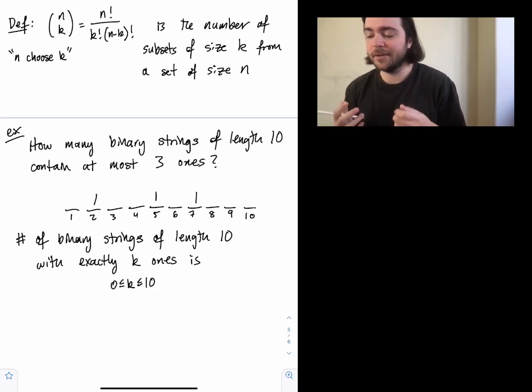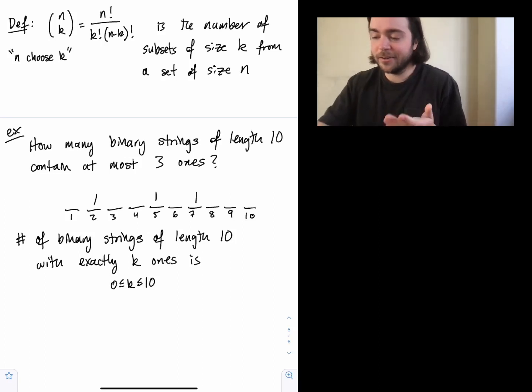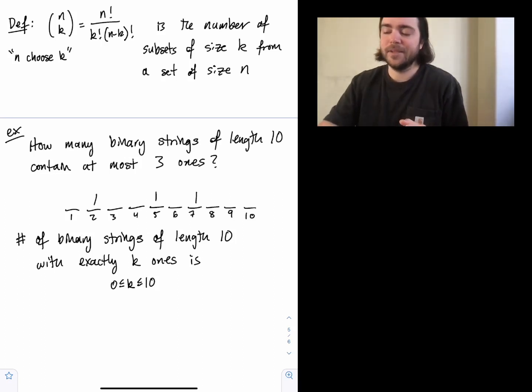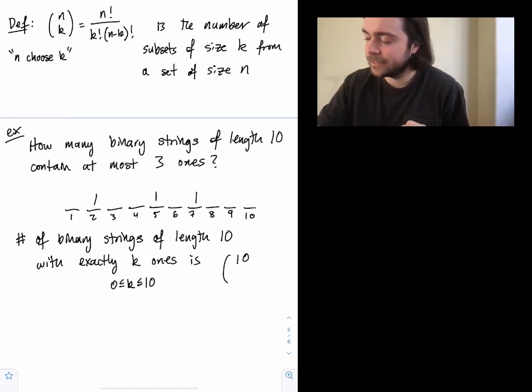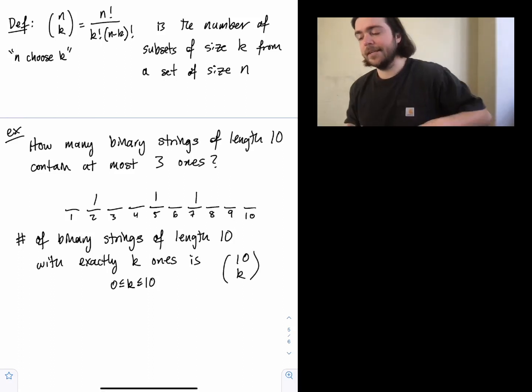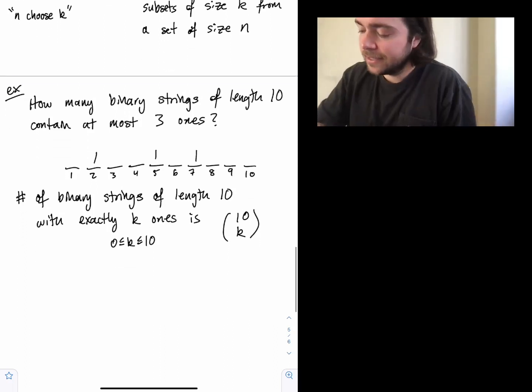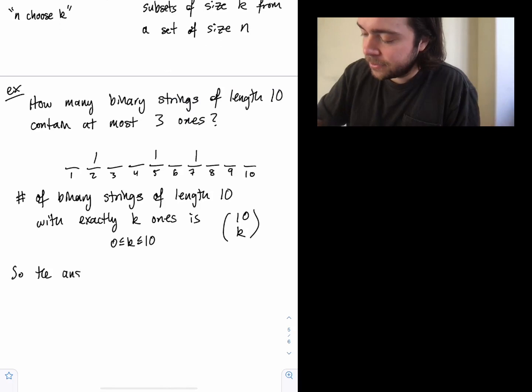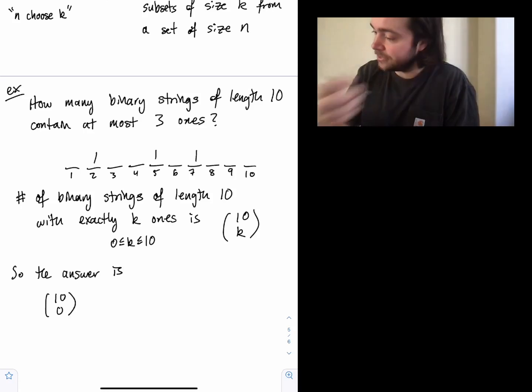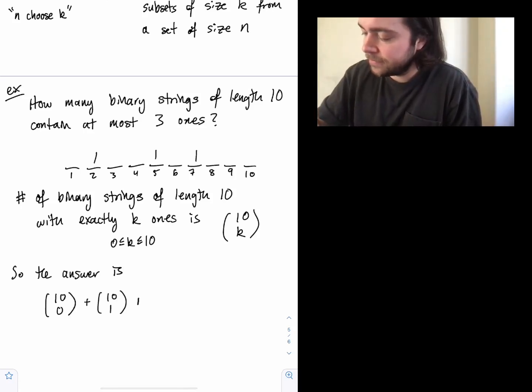Okay, so those two counting problems actually count the exact same thing, and so that falls exactly into our previous definition for combinations. This is just saying how many different subsets of size k are there from a set of size n. And that's just 10 choose k. Okay, n here is 10. So that's the number of binary strings with exactly k ones. And so our answer to our question is just 10 choose 0, that's the number of binary strings with 0 ones, plus 10 choose 1, plus 10 choose 2, plus 10 choose 3.